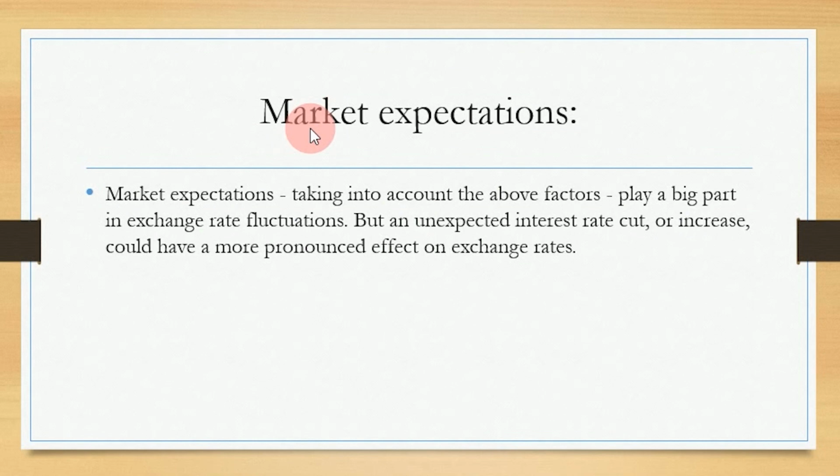And lastly, market expectation. The expectation of people toward the market also plays a major role. As you can see here, market expectation, taking into account the above factors, plays a big part in exchange rate fluctuations. But an unexpected interest rate cut or increase could have a more pronounced effect on the exchange rate. So these are the most basic factors that play an important role in the forex market. Okay, so remember this.